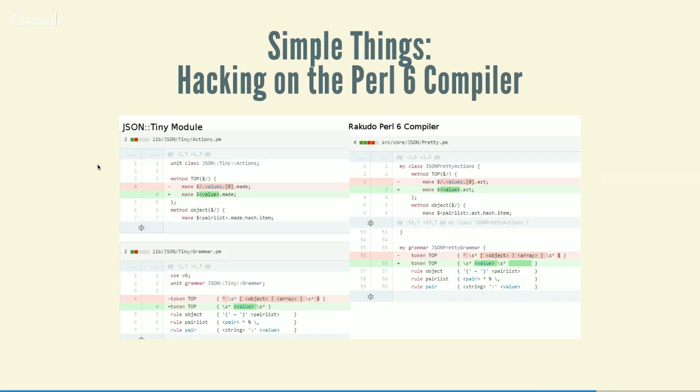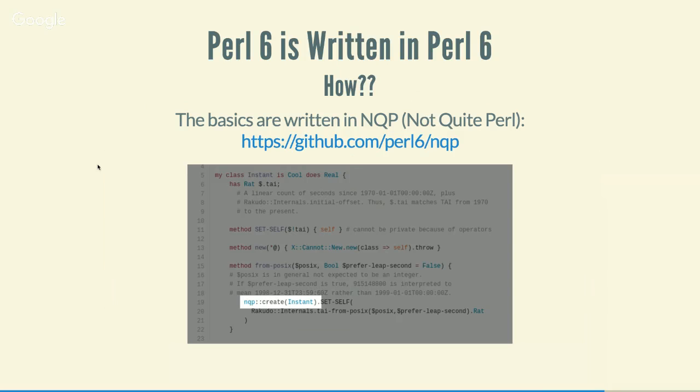Here's one example. I know you can't see the code, but trust me, it's exactly the same. On the left-hand side is a fix for a problem in a module, and the same problem existed in the compiler. All I've done is copy the code from that module into the compiler. If the font was bigger, you could see that it's entirely Perl 6. Now, how is it possible that so much of it is written in Perl 6? There's a language called NQP. It stands for Not Quite Perl.